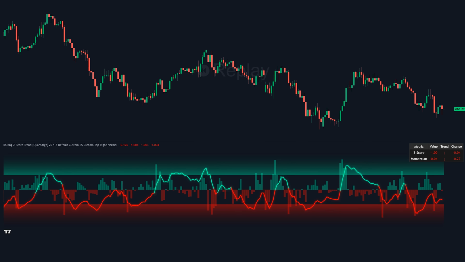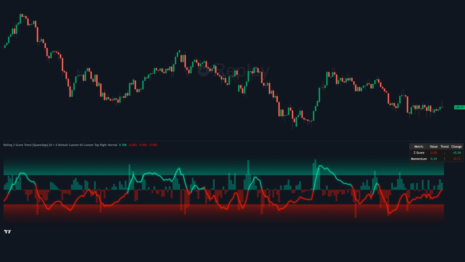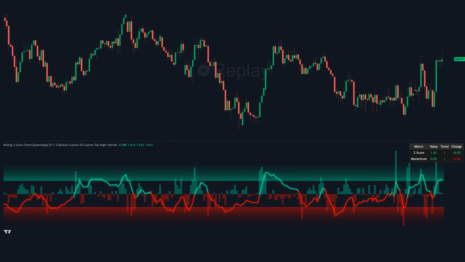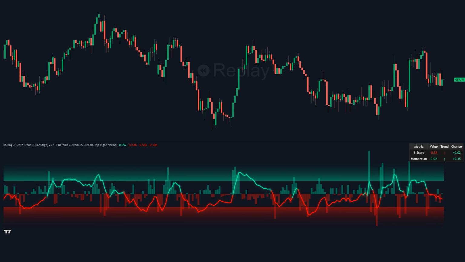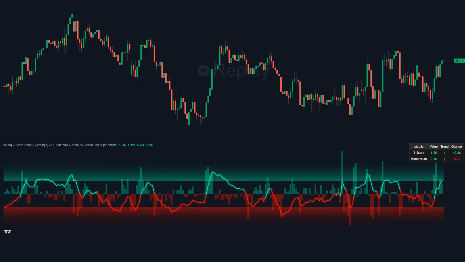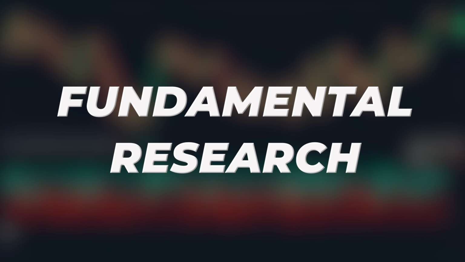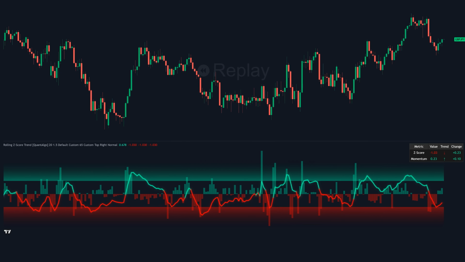Now, just a quick disclaimer, this is not financial advice. The strategies and indicator explanations I've talked about here are for educational purposes only and are based on how these statistical tools generally work. You should always combine indicators with your own price action analysis, fundamental research, or other confirmation tools before making any trading decisions.